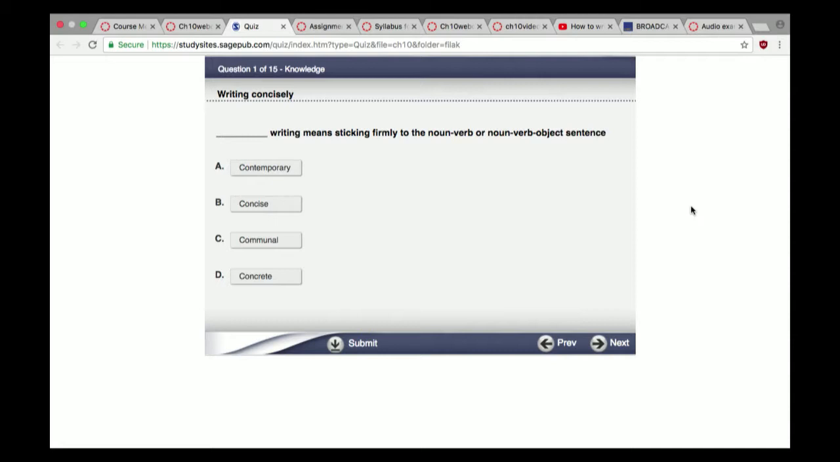There are no quizzes, so I think what Kyle means is, are we going to draw midterm and final exam questions from these question banks? And the answer is yes, definitely. All right, but it may not exclusively be that, because we learn more than what's just in the textbook. But okay, so some kind of writing means sticking firmly to the noun verb or noun verb object sentence.